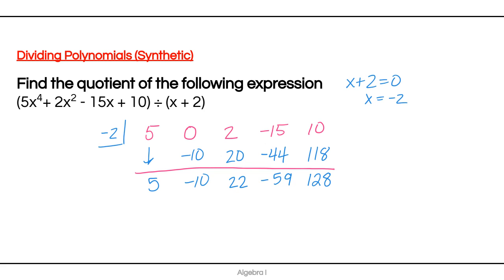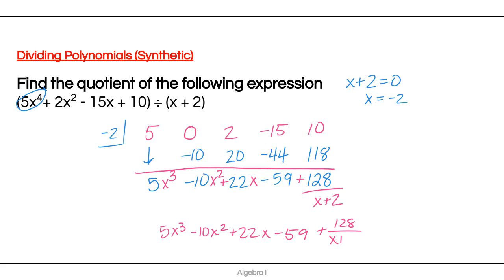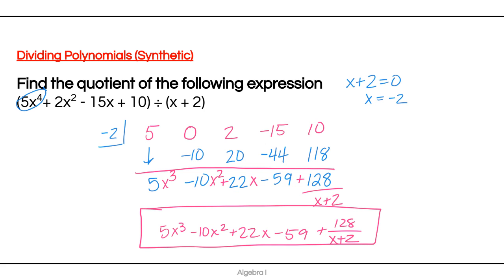My original dividend is x to the fourth. So then my answer is going to be x to the third. So x to the third minus 10x squared plus 22x minus 59 plus 128 over x plus 2. So again, that is 5x to the third minus 10x squared plus 22x minus 59 plus 128 over x plus 2. And this would be my quotient. Hope this helps.